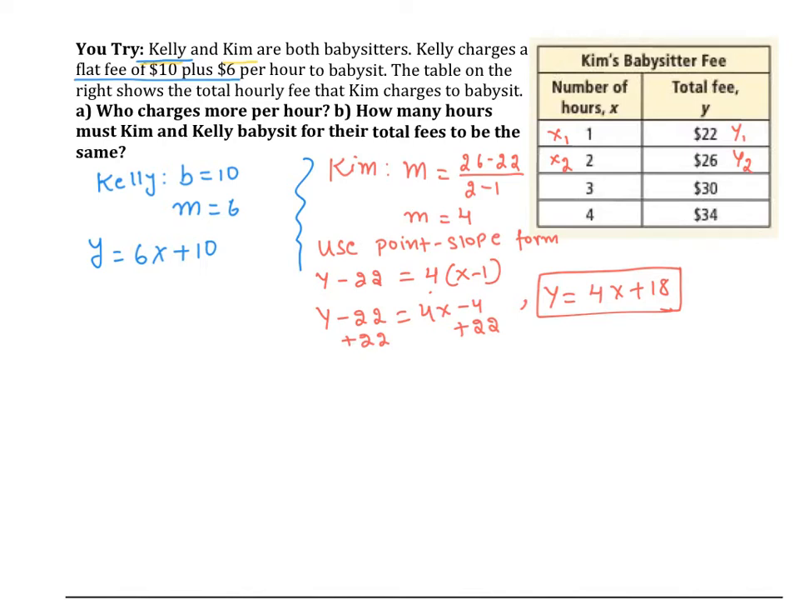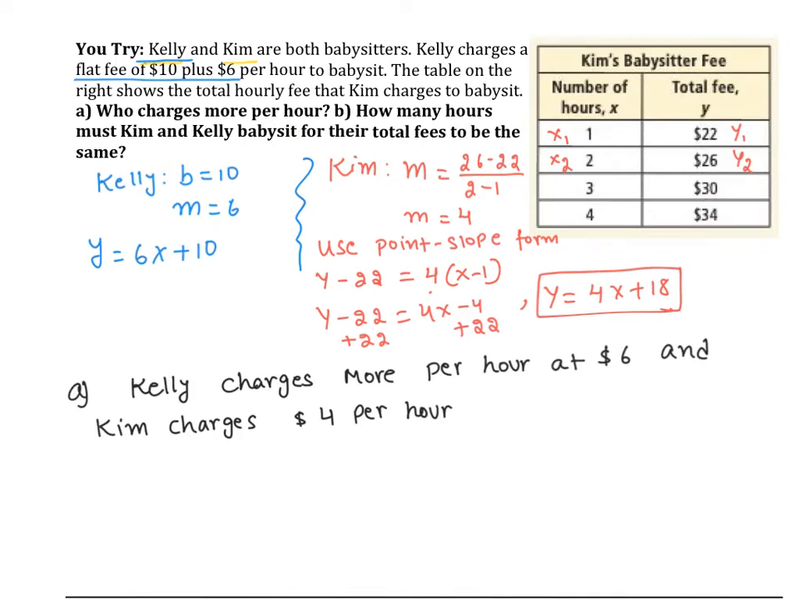We are going to answer these two questions here. Letter A is who charges more per hour? To answer this question, just look at the equation for both Kelly and Kim. If you notice, Kelly charges $6 per hour and Kim charges $4 per hour. So Kelly charges more per hour, at the rate of $6 per hour, and Kim charges $4 per hour. So Kelly charges more than Kim.